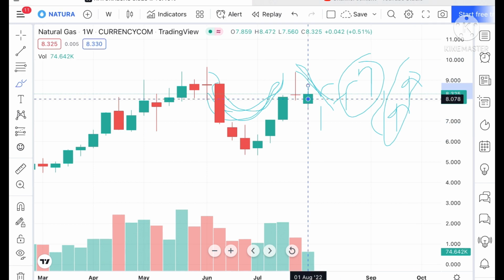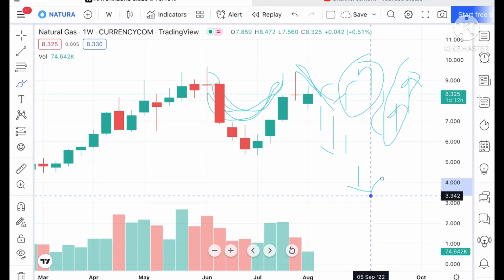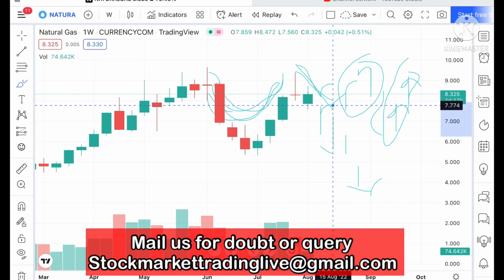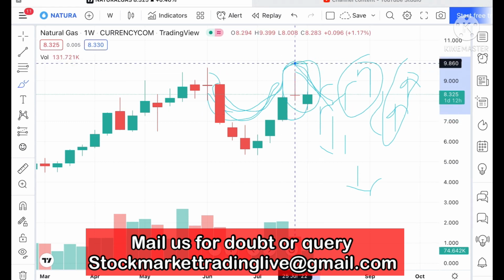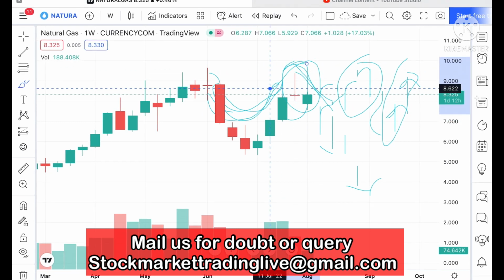But if this level doesn't sustain, then there's a probability it can go further down. If this doji candle doesn't sustain this level, then we can see it move further down.